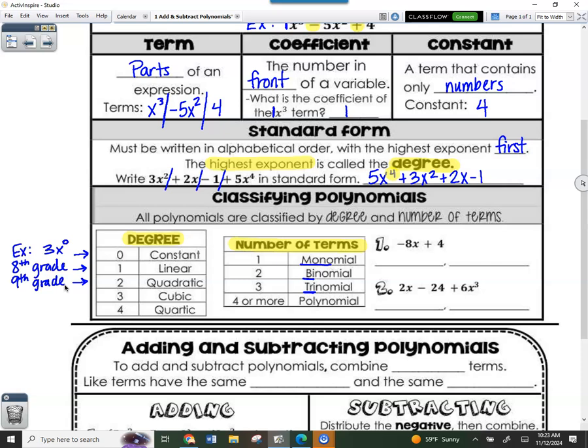So number 1, what is the degree here? Oh, it's a quadratic. Careful. It's constant. Oh. It's degree 1, so that means it's a linear. I was looking at it. And then how many terms? It's a binomial. So it's a linear binomial.